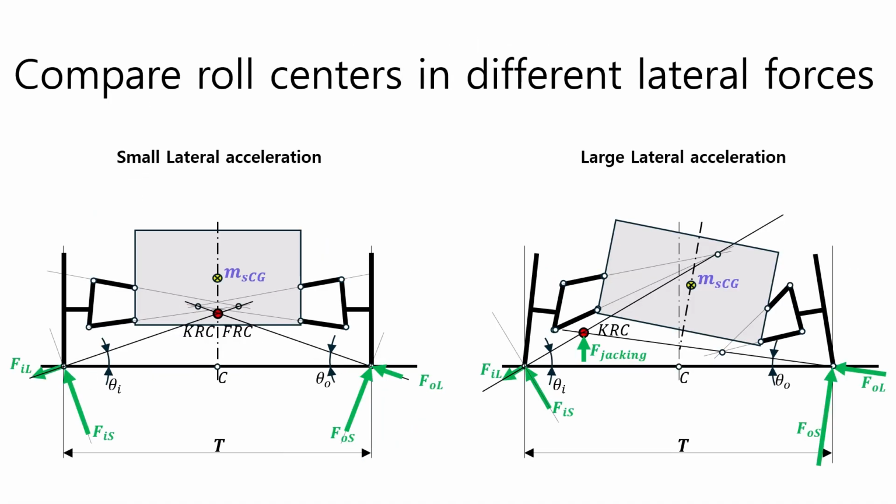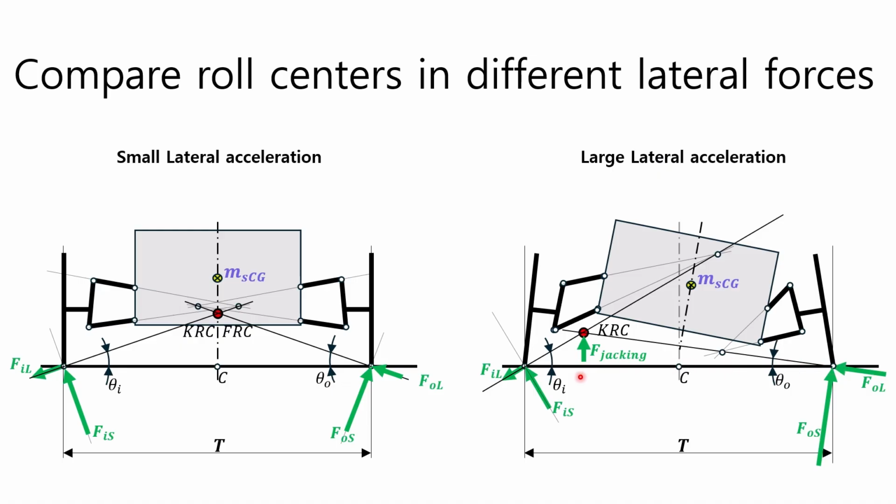The figure here simultaneously illustrates the kinematic roll center for both small and large lateral forces, as discussed previously. Let's review what we've covered so far. When the lateral force is small, the roll center is located at the vehicle's central longitudinal plane, and the forces FIL and FOL acting on the left and right links are equal, so no jacking force occurs. However, as the lateral force increases, the roll center moves away from the vehicle's central longitudinal plane, and the difference between the forces FIL and FOL acting on the left and right links becomes large, resulting in a jacking force.